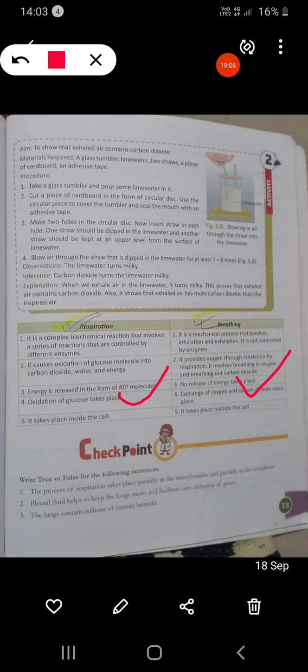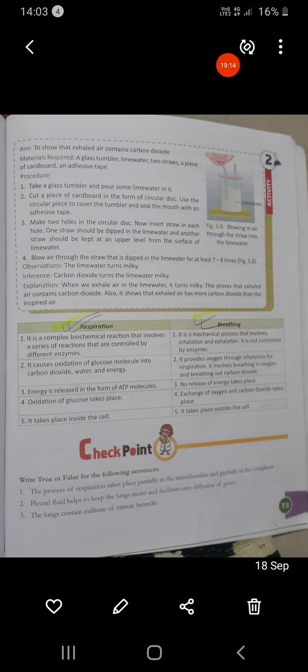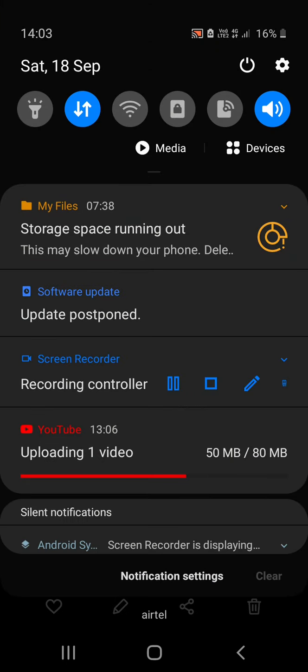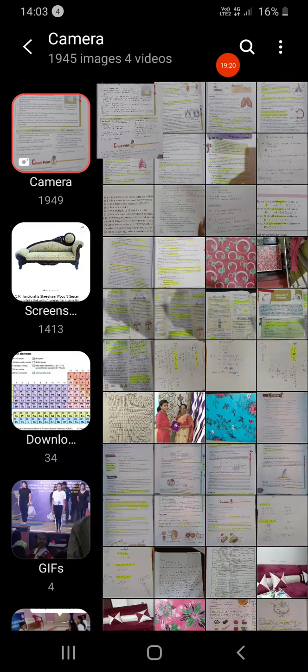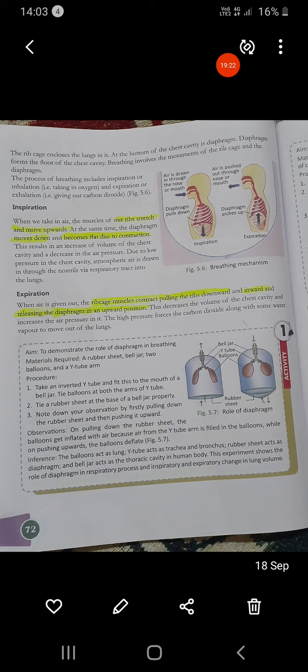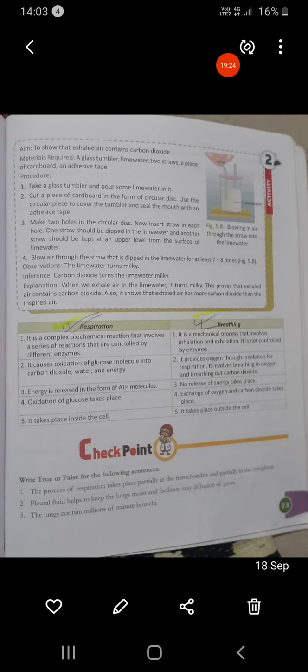So children, there are some diseases which are related to our respiratory system. That is very interesting. What are the diseases that can happen? Let us know something about that. Okay children, that you will see in the next video.